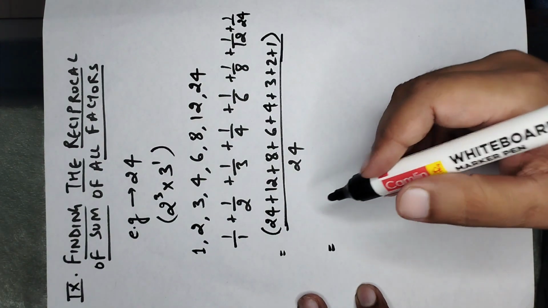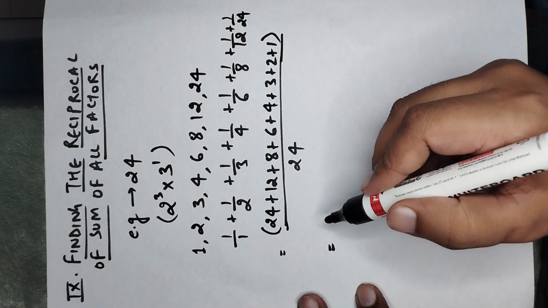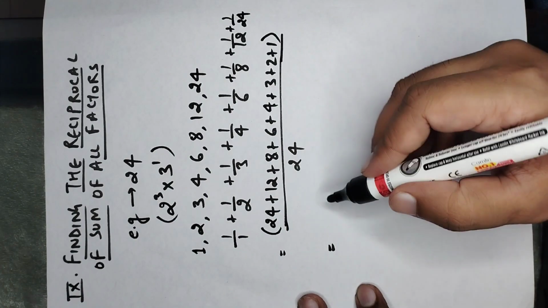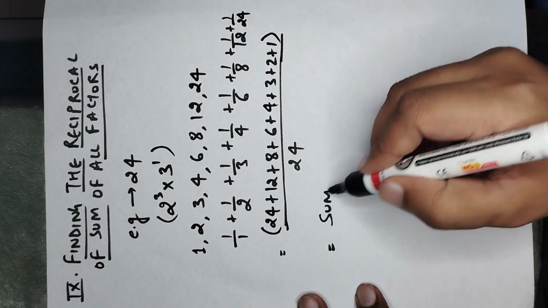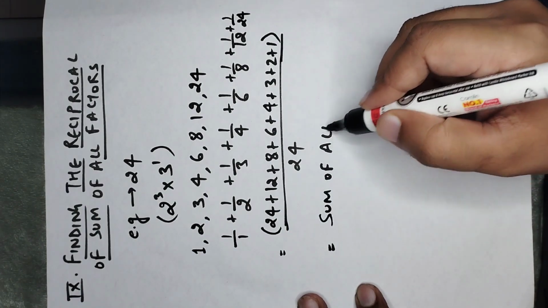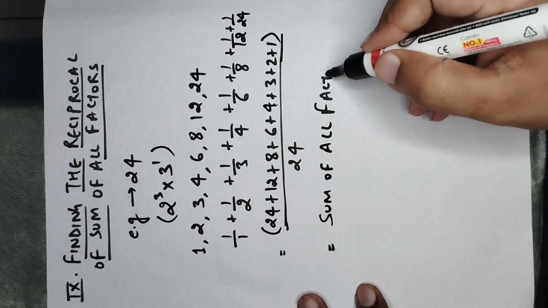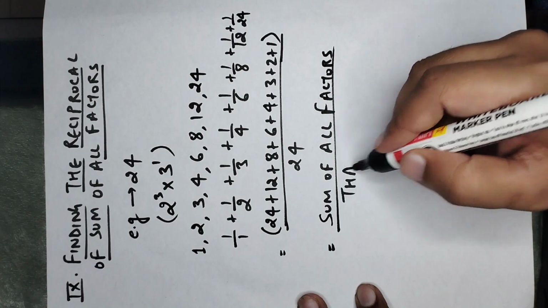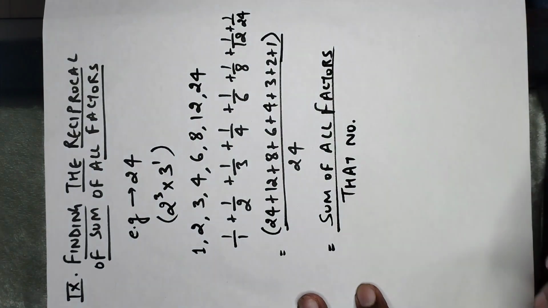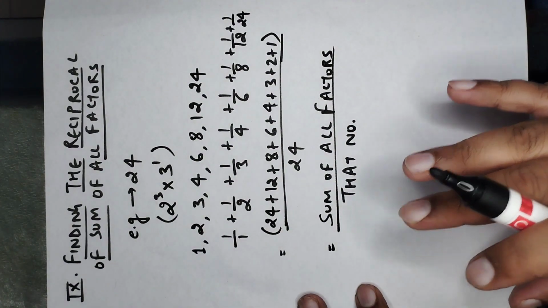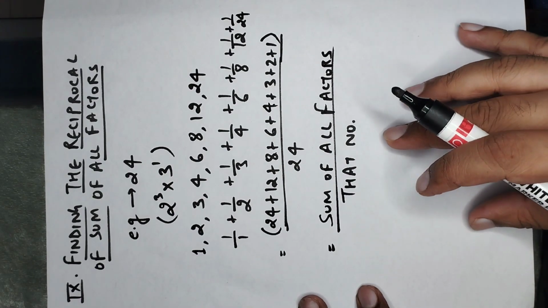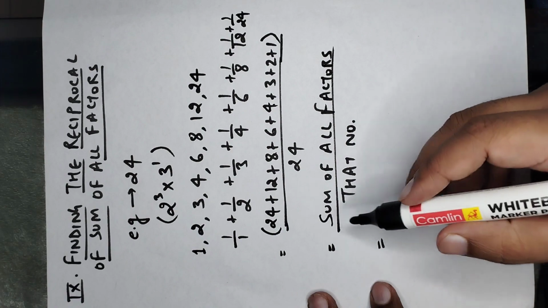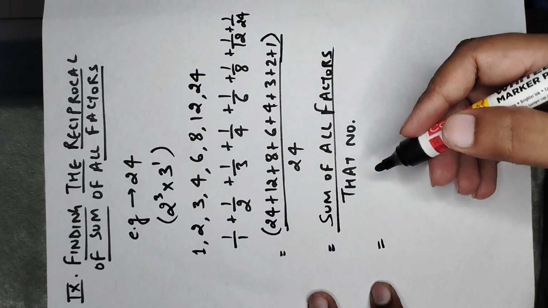So I can make a formula out of it. For finding the reciprocal of the sum of all factors, the formula is the sum of all factors divided by that number. This is how we find it, and we know how to find the sum: we can simply write down the factors and add them.